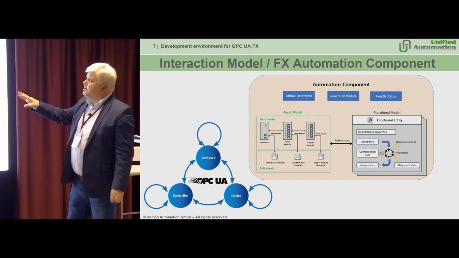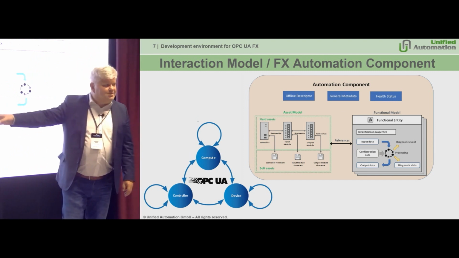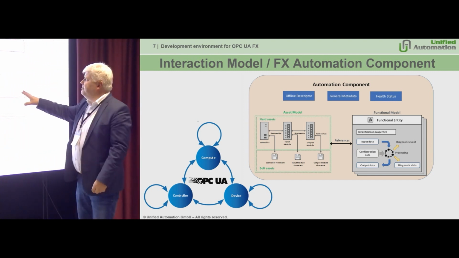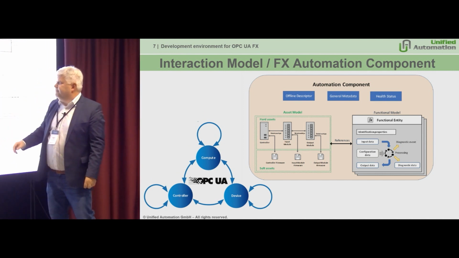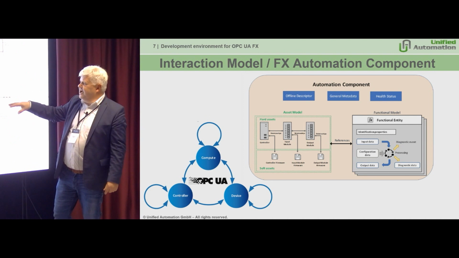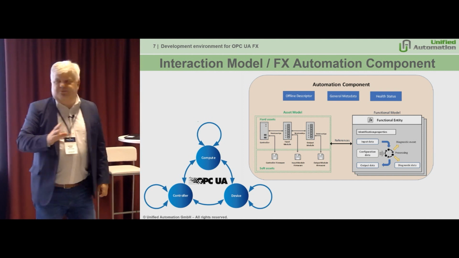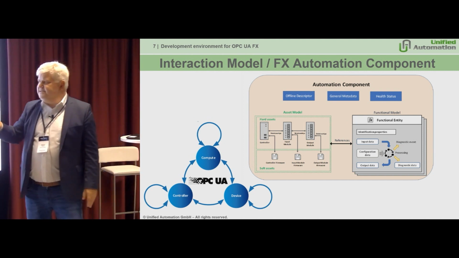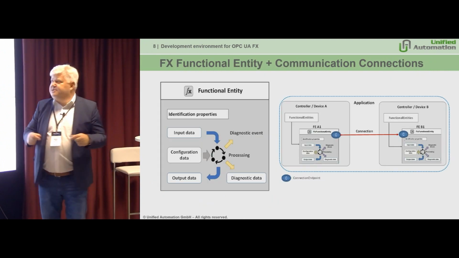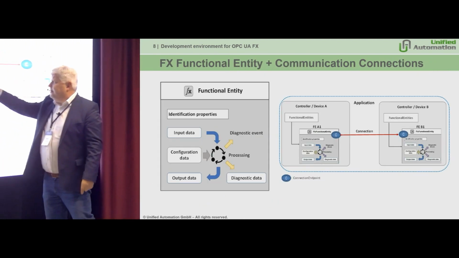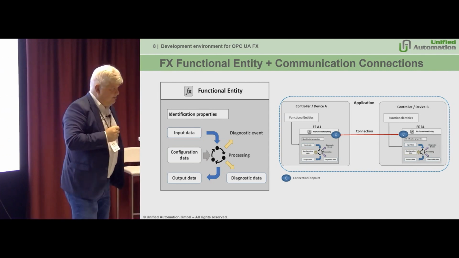And the automation component consists of some asset information. This is pure information model. And then some functional entities with input data, output data, configuration data, and also identification. Most of this is also pure information model. So in this picture, this is all information model. And only if we talk about how these automation components and functional entities talk to each other, then we have PubSub functionality.